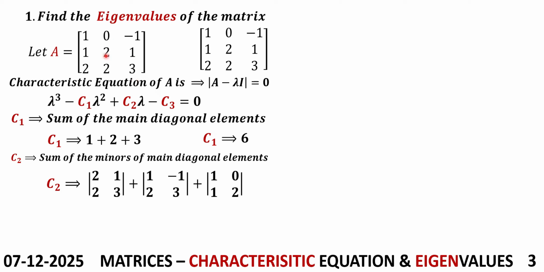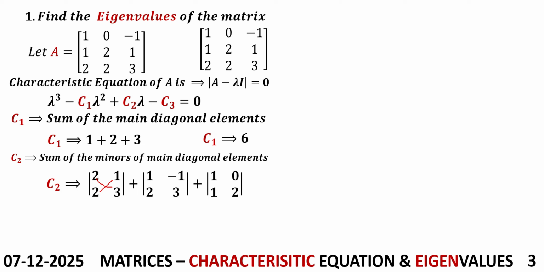Next element is 2. That corresponding row and the corresponding column will go. So remaining is 1, minus 1, 2 and 3. Then the third element is 3. That is, the remaining elements are 1, 0, 1 and 2. With the usual expansion of the determinant, we will explain for the first element alone. Multiply these two elements and then multiply these two elements. With that we can find out the determinant for the remaining elements also.